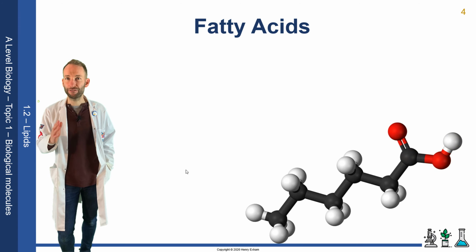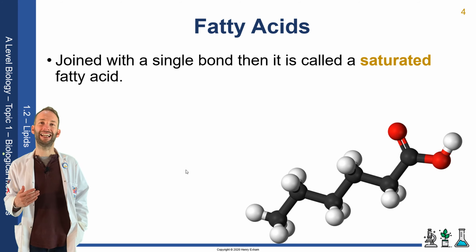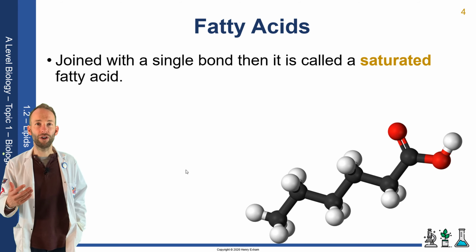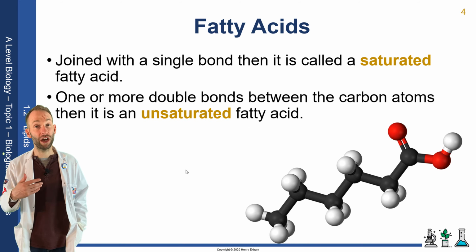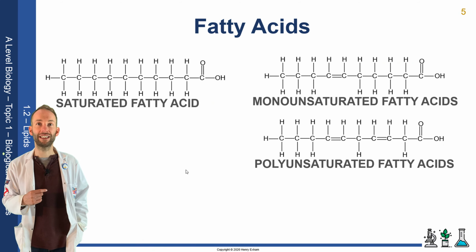If the carbon atoms in the fatty acid are all joined together with single bonds, it's what we call a saturated fatty acid. If they have one or more double bonds between the carbon atoms, then it's what we call an unsaturated fatty acid. One double bond, monounsaturated fatty acid, more than one, polyunsaturated fatty acid.